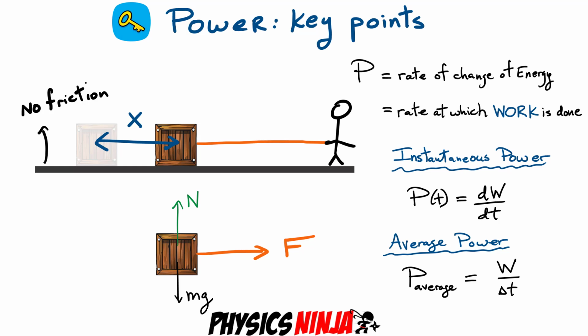Okay, so that work here in the numerator in my formula over here would be the total work done in that amount of time that we're looking at, delta T. So let's look at a specific example just to highlight the difference here between average power and work.